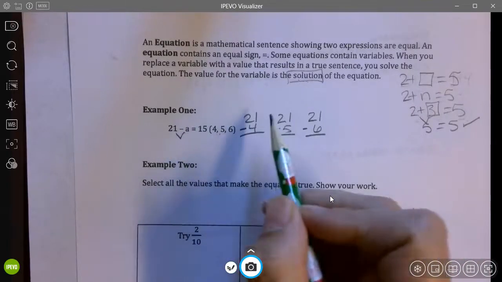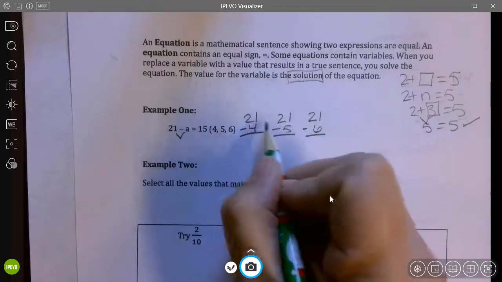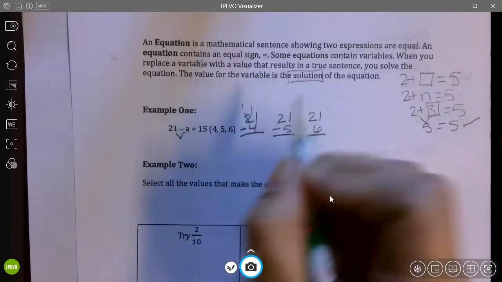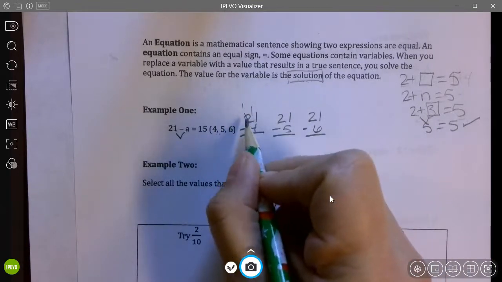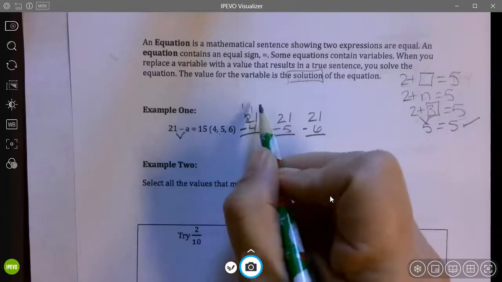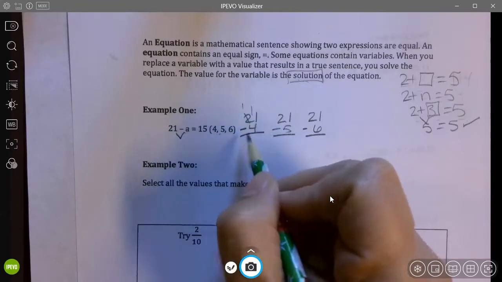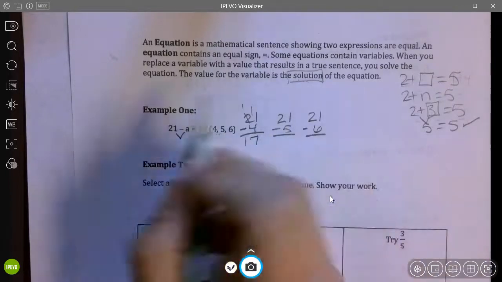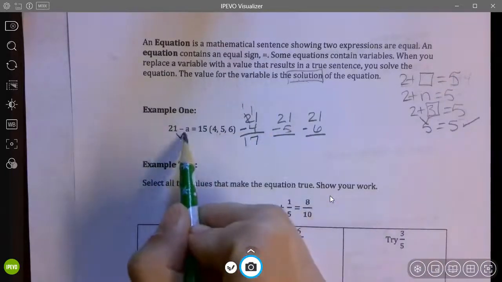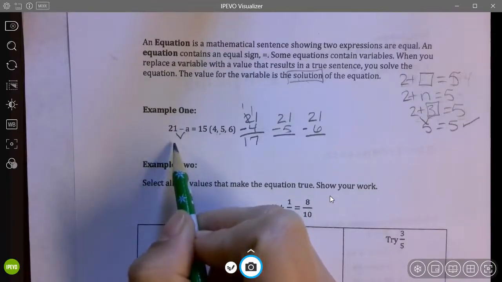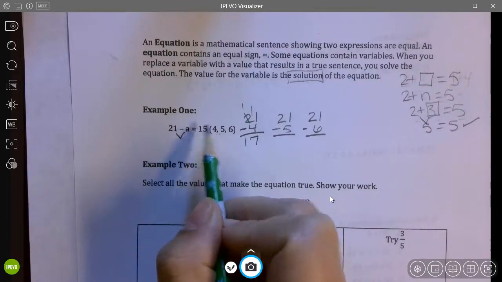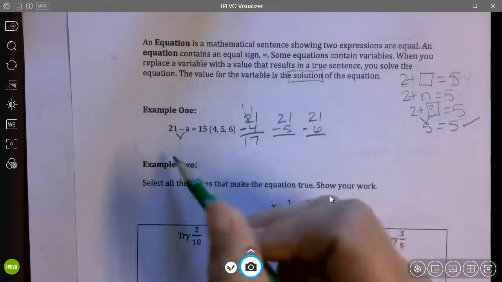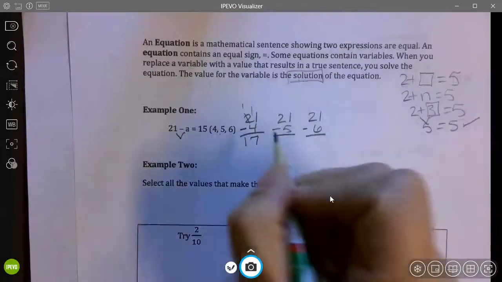And now, instead of saying 21 minus a, I have substituted the choices that I was given in for a. So 21 minus 4, if I regroup, take away 1 ten from the 2, leaving me with 1, bring it over. 11 minus 4 is going to give me 7, and then bring that down. Well, if a equaled 4, then this side would equal 17. 17 does not equal 15. That is not equivalent, so it's not a solution.